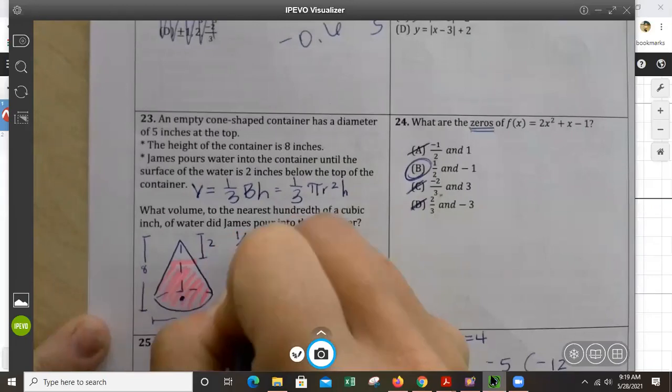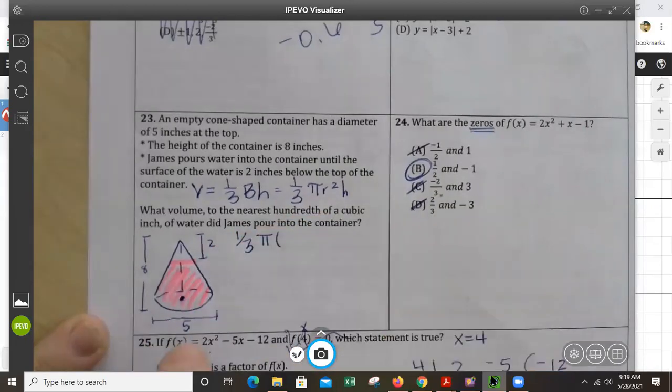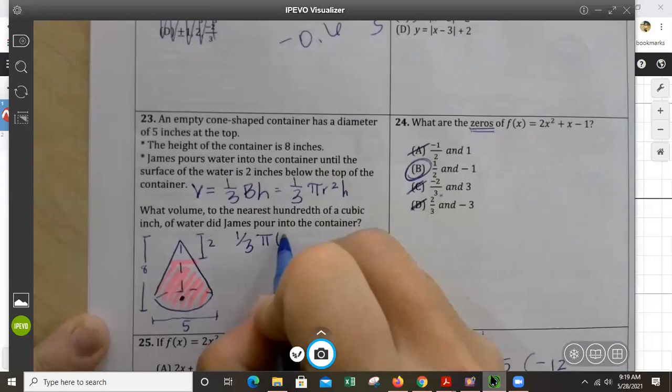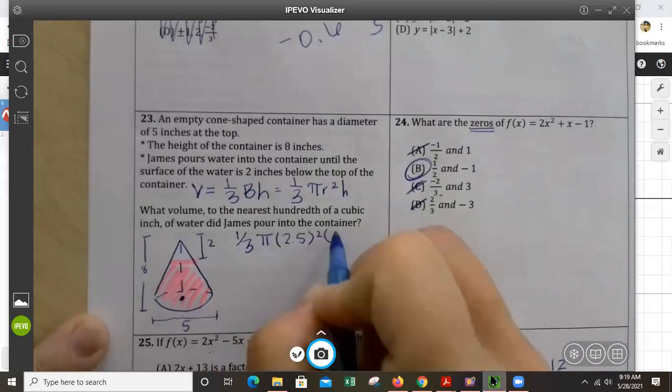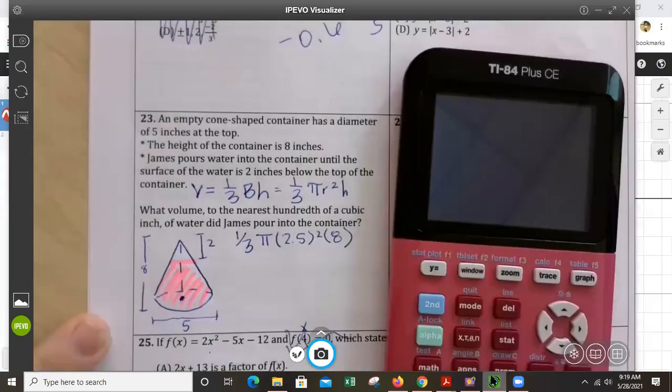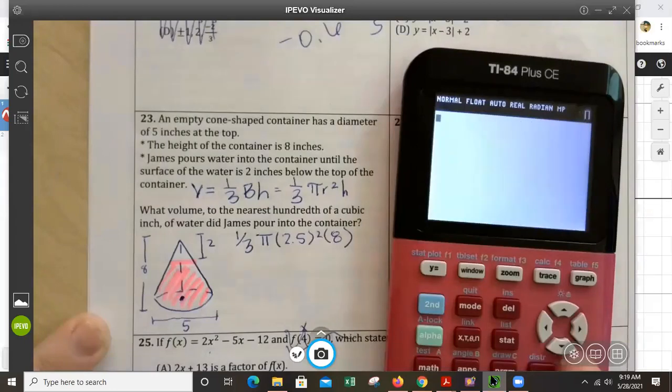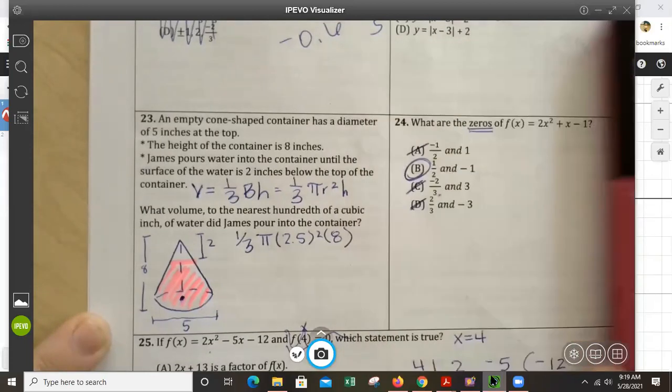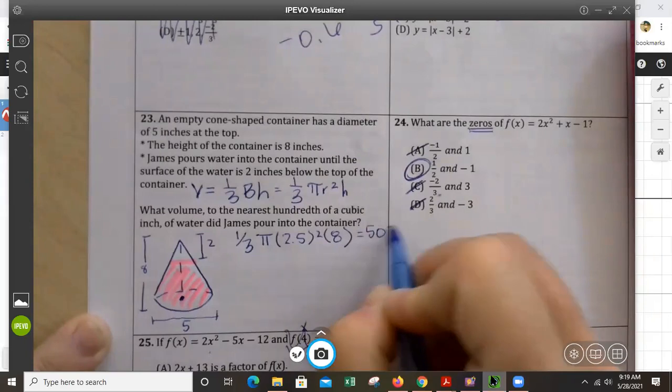1/3 pi. What's our radius? Be careful right here. What's our radius? Our radius is 2.5 squared. Our height is 8. So I'm going to go ahead and put that in my calculator. I'm going to leave it in terms of pi to make it a little bit easier for me. So 1/3 times 2.5 squared times 8, math, enter, is 50/3. And I'm going to put the pi on there.